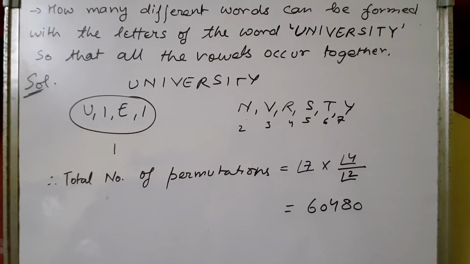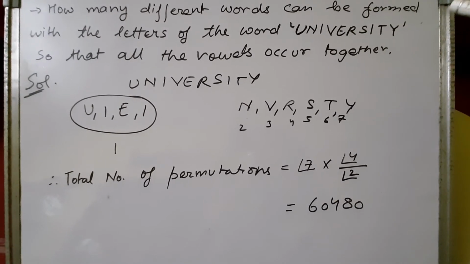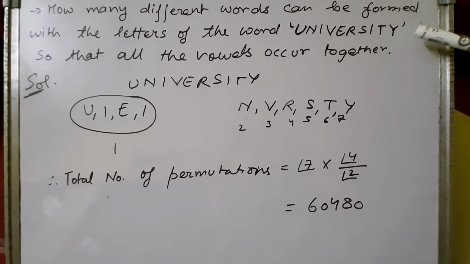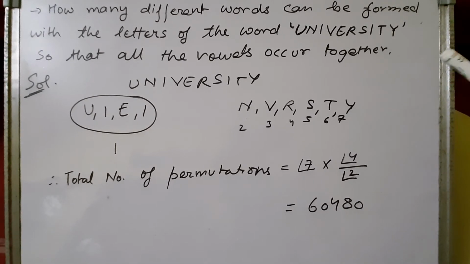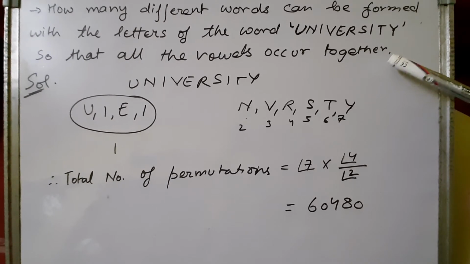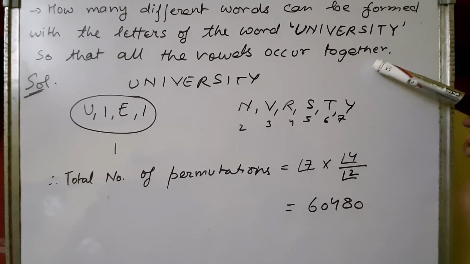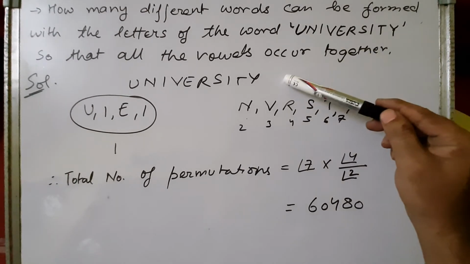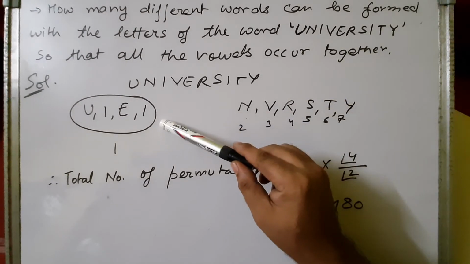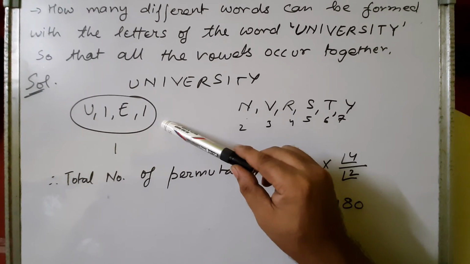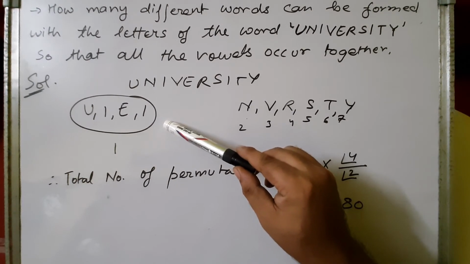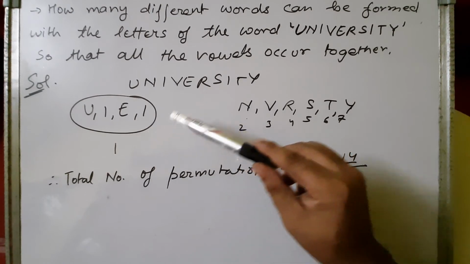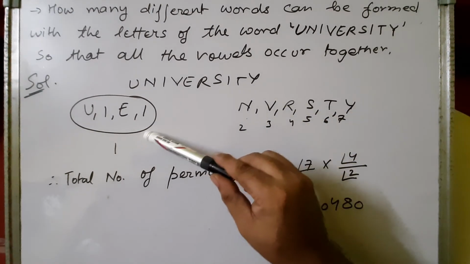Let's see another sum, children. Here it is given: how many different words can be formed with the letters of the word UNIVERSITY so that all the vowels occur together? Vowels are occurring together. That means the vowels form one group. So if we separate the vowels and consonants from the word UNIVERSITY, how many vowels are we having? We are having 4 vowels. I is repeated 2 times. So U, I, E, I has come, where 2 I's we have. So this is one group of vowels.